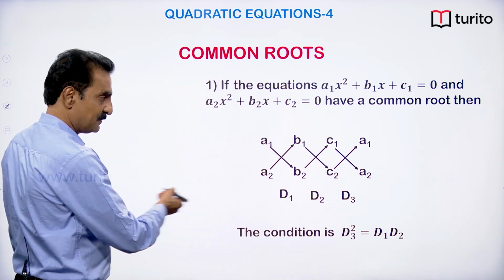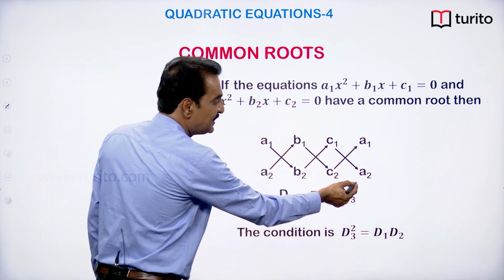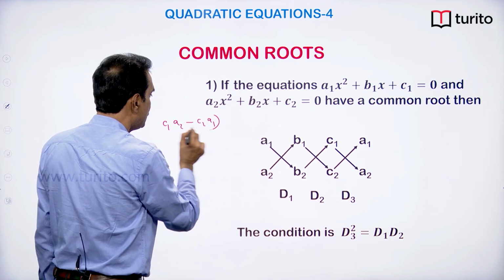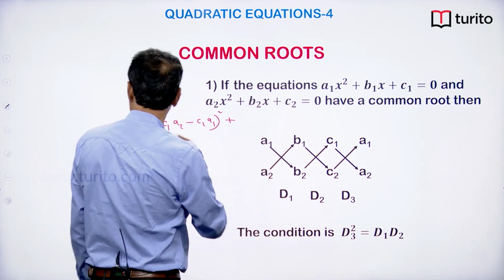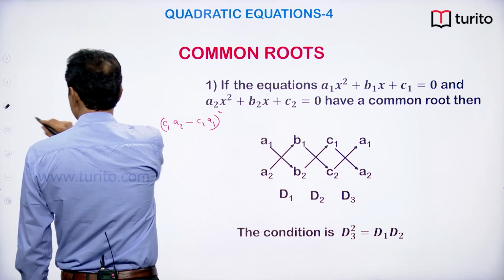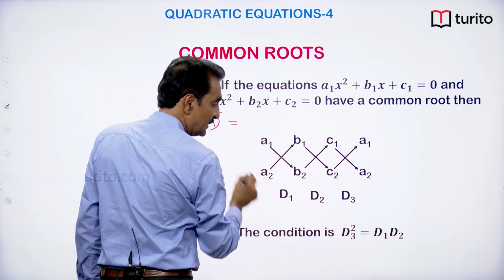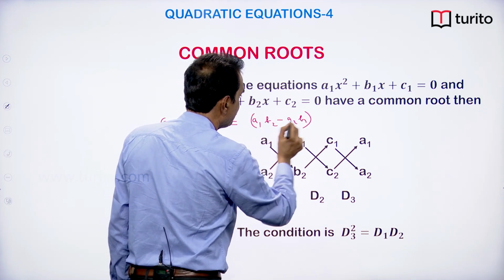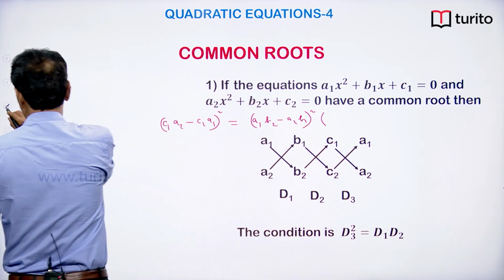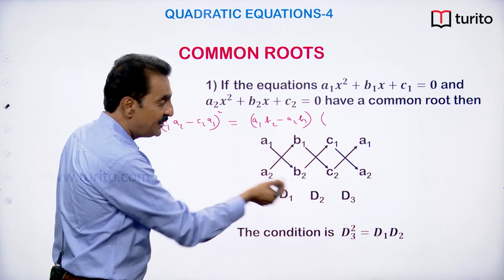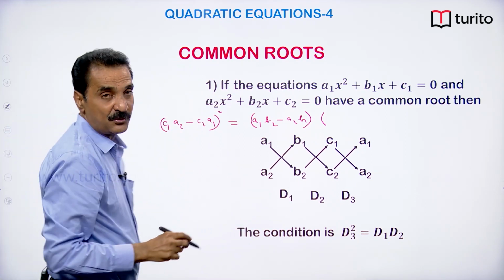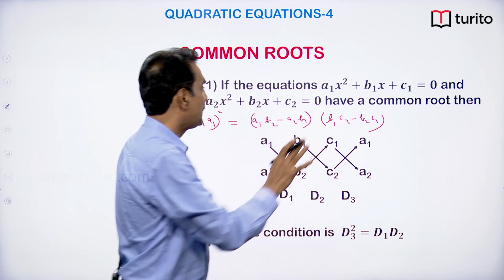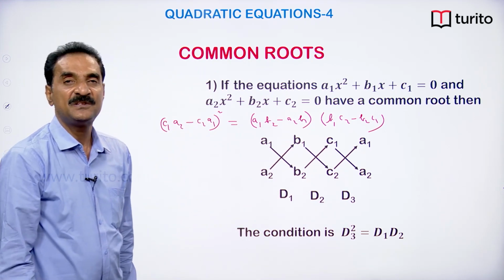So if you want to write the complete condition, d3 means what? c1a2 minus c2a1, whole square is equal to d1, a1 b2 minus a2 b1, into d2. Sorry, not whole square. d2 is b1 c2 minus b2 c1. Okay, you can remember it in short form, d3 square is equal to d1 d2.